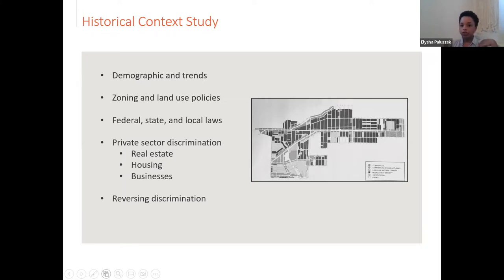Examples of this include fair housing legislation, grassroots mobilizing, and the 1948 Supreme Court case, Shelley versus Kramer, that made restrictive covenants unconstitutional, just to name a few. The study will also document the efforts made by West Hollywood since cityhood to ensure equality and fair treatment. And last but not least, the study will look at the demographics of West Hollywood and changes over time to the extent possible. We will discuss the ways these trends have affected West Hollywood and what it is today. Next slide, please.